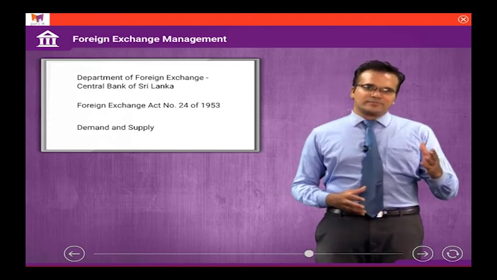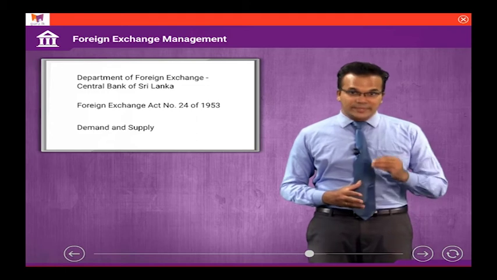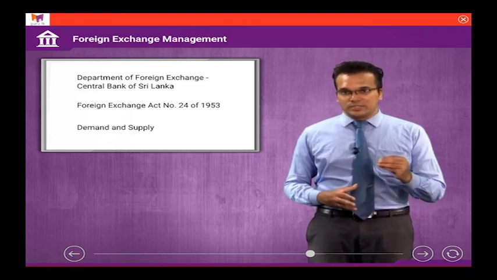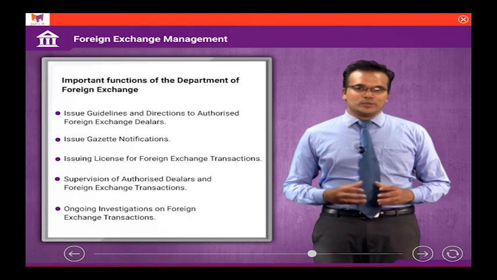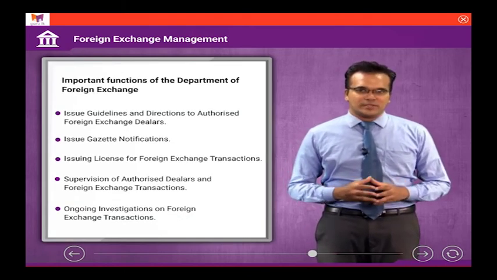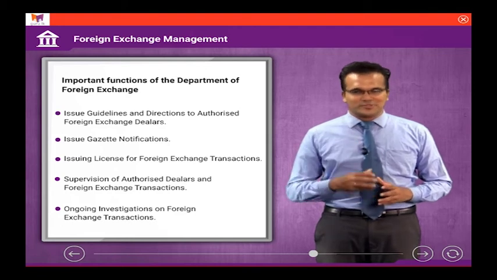As such, the Central Bank of Sri Lanka has to control and maintain the stability of exchange rates through exchange rate policies. Now you can see some of the important functions of the Department of Foreign Exchange on the screen.